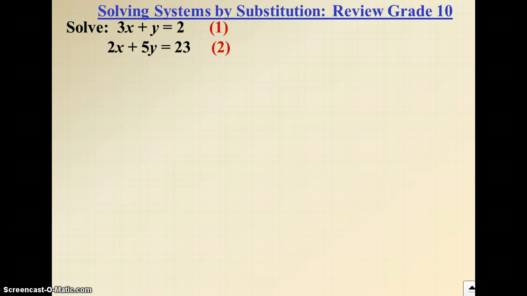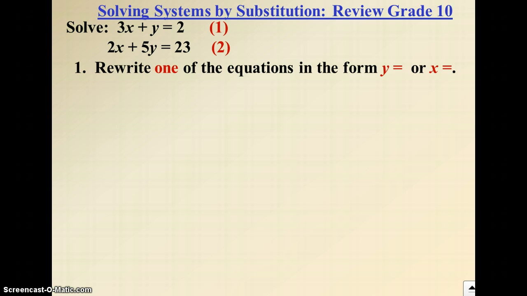Let's say you're asked to solve these two linear systems by substitution. Step 1 is going to be to rewrite one of the equations in the form y equals or the form x equals. Doesn't matter which equation, doesn't matter which variable, solve one equation for one variable. So if I look at these two equations, there's one equation that jumps out. Y is by itself. It's got a 1 coefficient. I'm going to solve the first equation for y.